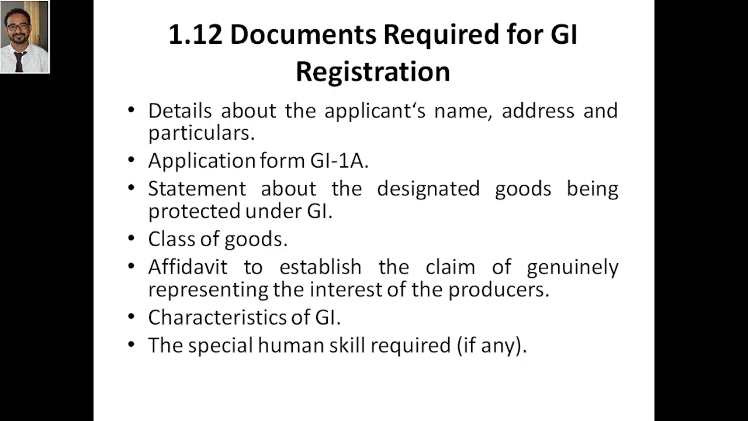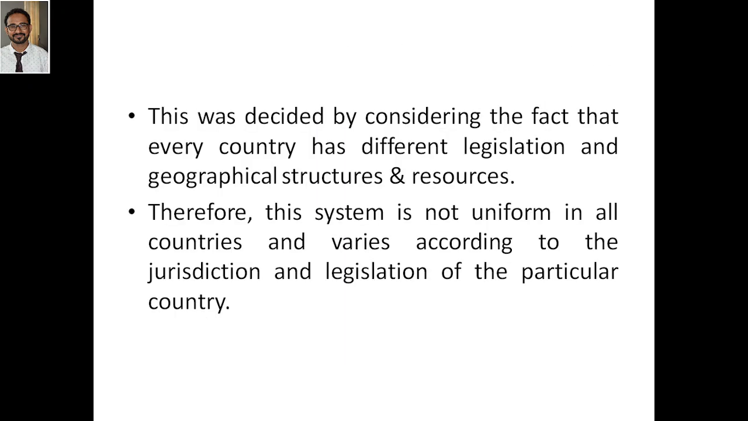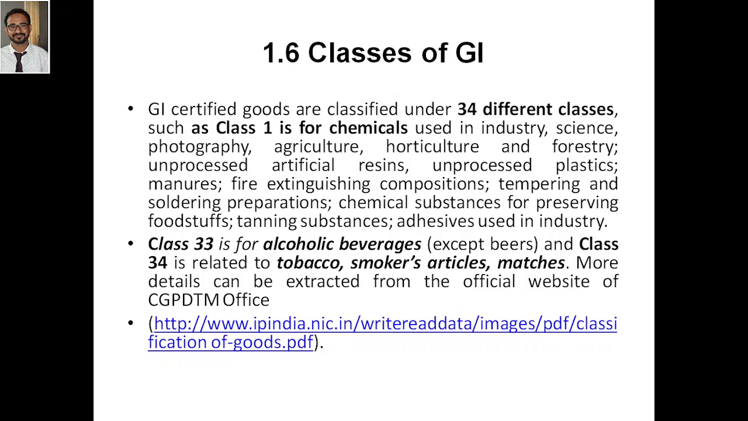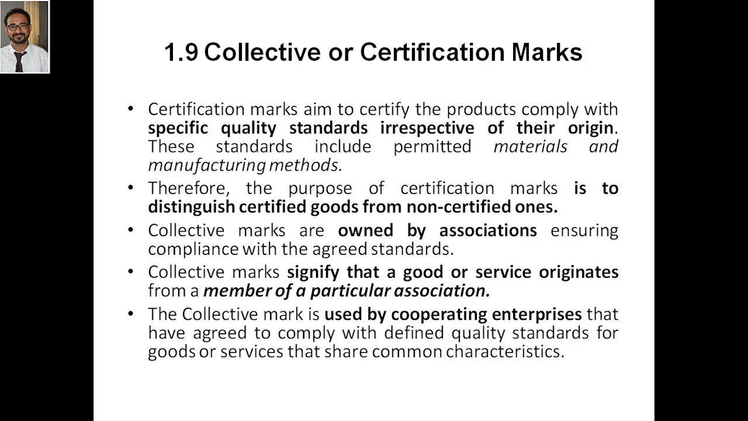Now you need to write down the statement about the designated goods being protected under the GI. You need to state all the goods you are talking about and how they should be protected under GI. And the class of goods. We discussed around 34 different classes in geographical registration, if I'm not wrong. Class 1 we discussed for chemicals, 33 for alcoholic beverages, 34 for tobacco, all these things.